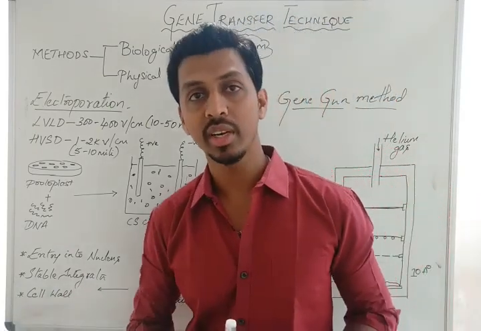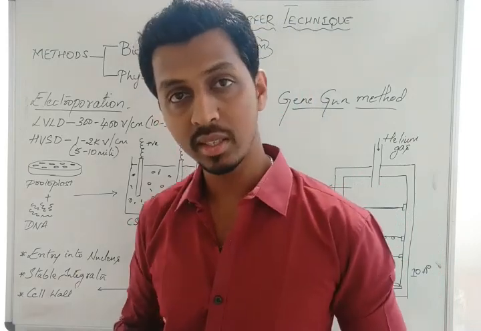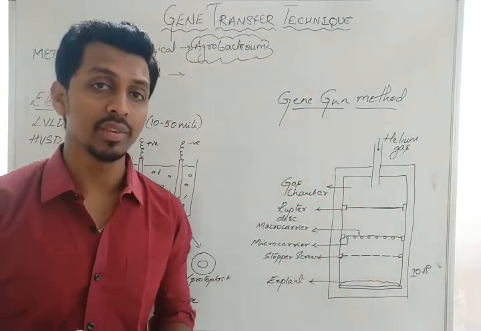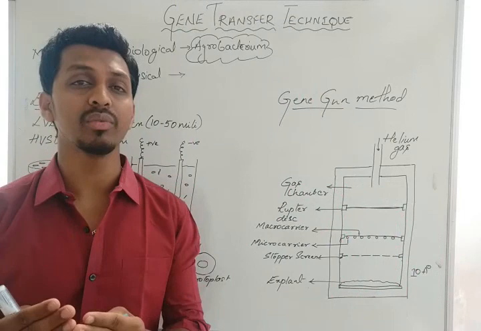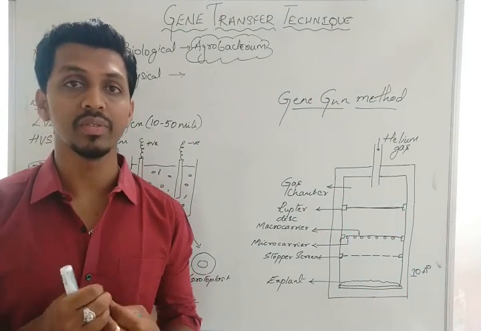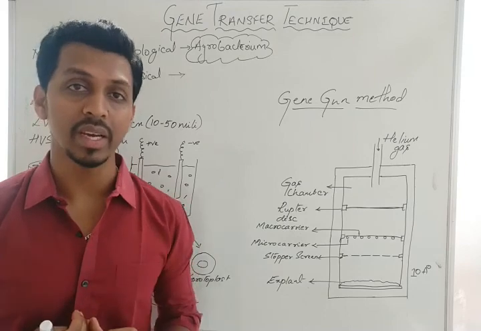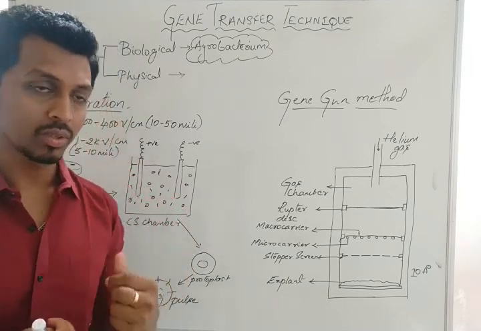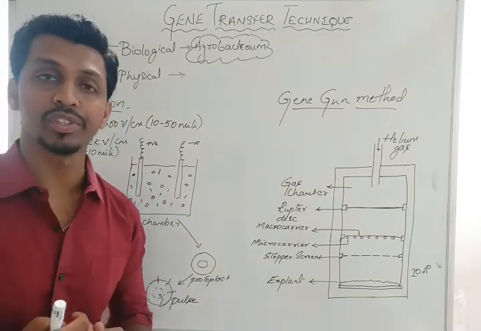Once the cell wall is generated, we go for callus culture. Once callus culture is done, we go for complete plantlet production, and the plant which is being produced is a transgenic plant which has a foreign gene which is of my interest. So that's with respect to electroporation.